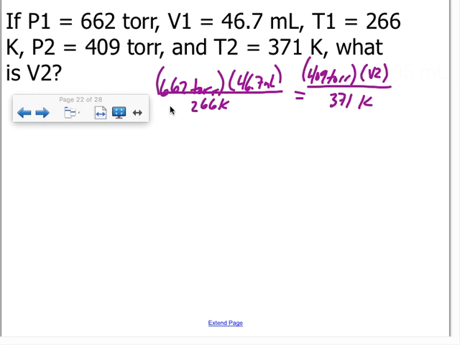So let's multiply and divide all this. I get 116.22 torr times milliliter over Kelvin.